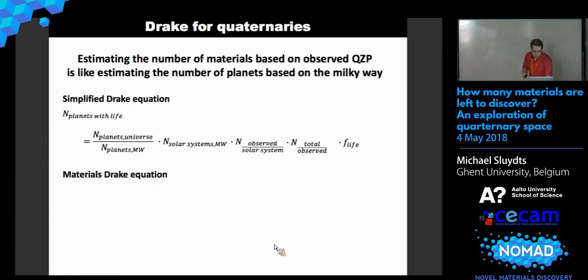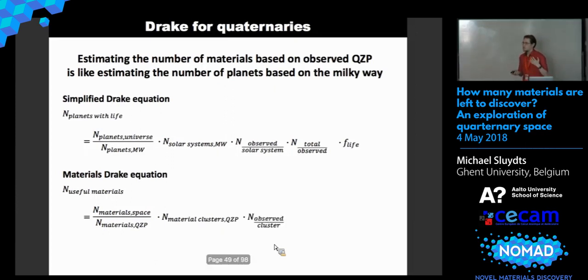And so we can now do the same for materials. So the number of useful materials should be the number of materials in total space, in this case quaternary space, divided by the number of materials in our subspace, times the number of materials in each of these clusters, times the number of observed materials in this cluster, and then the very horrible fudge term, the number of total materials for each of these observed materials, which of course we don't know. So this is something we're going to estimate using high throughput ab initio screening. And then finally we can multiply this with a fraction of useful materials, but since we're only interested in stable materials here, that's just 1.